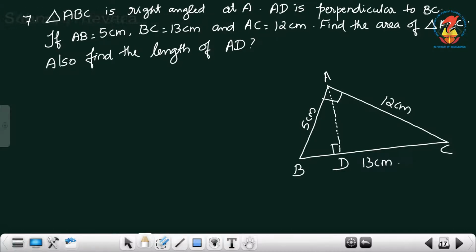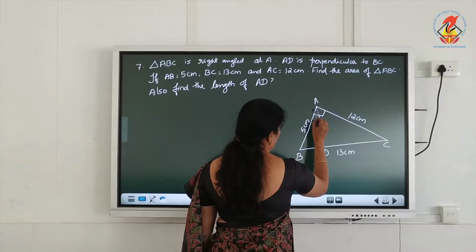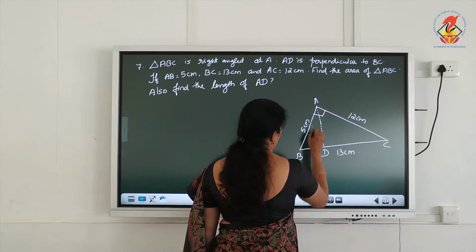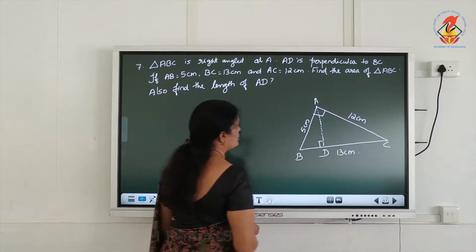Next, triangle ABC is right angled at A. AD is perpendicular to BC. If AB equal to 5 centimeter, BC equal to 13 centimeter and AC equal to 12 centimeter, find the area of triangle ABC. Also find the length of AD. Here angle A equal to 90 degree means AB and AC are perpendicular to each other.